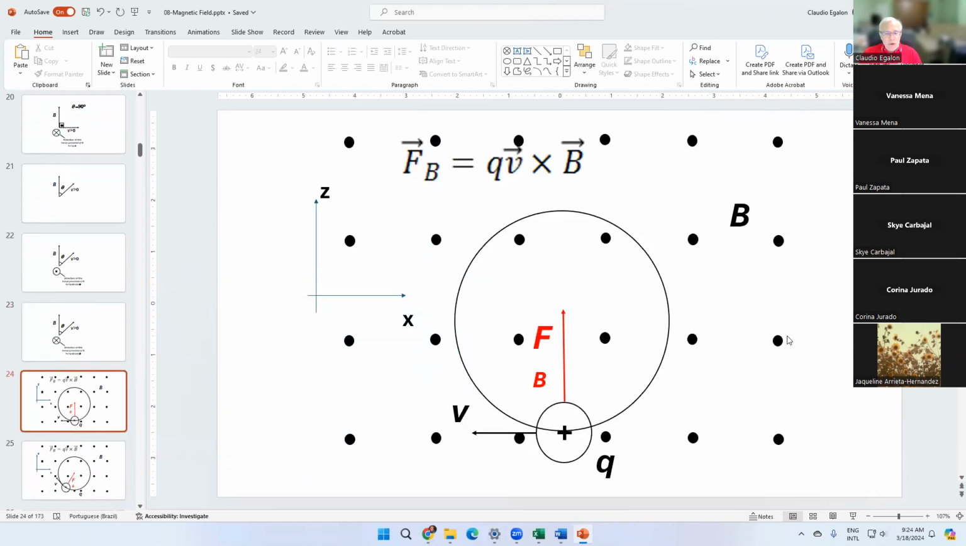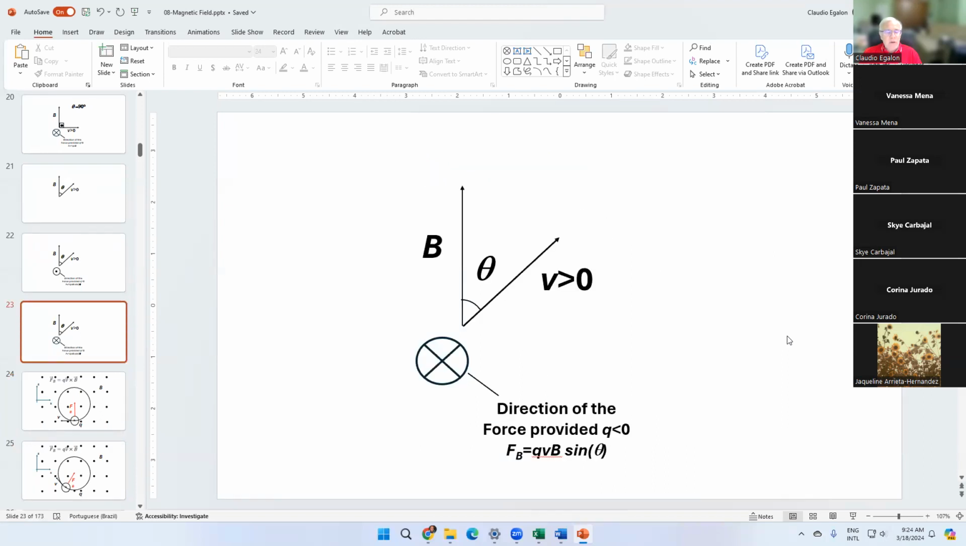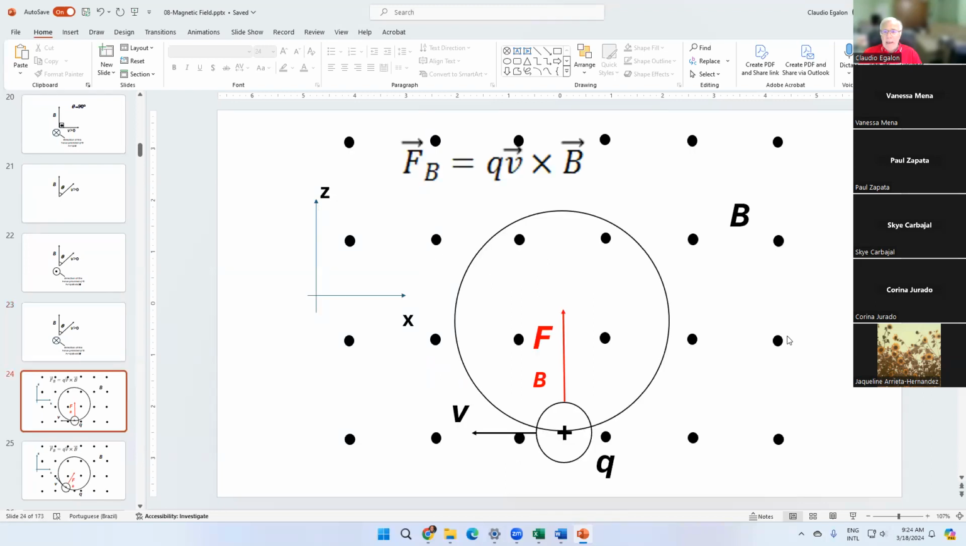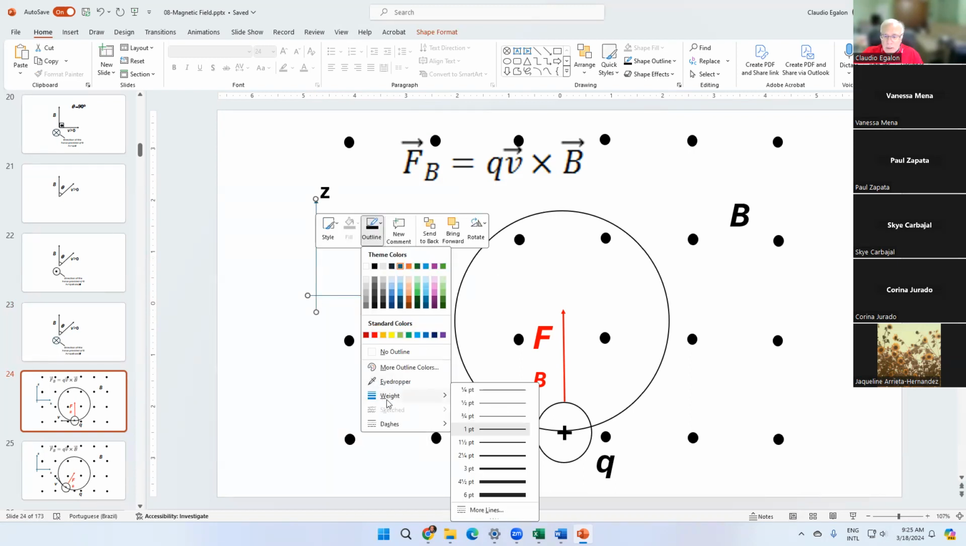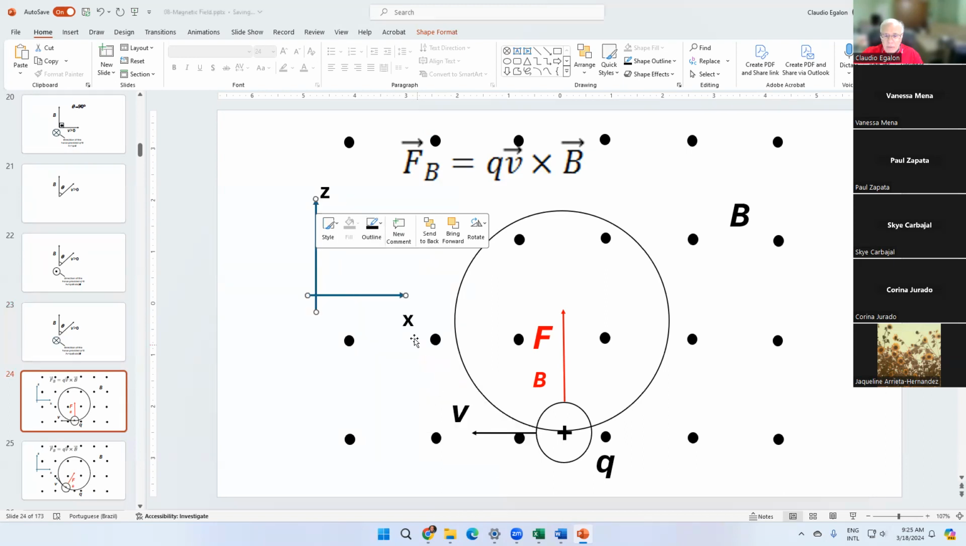Now I'm going to change the view, okay? Right now, the magnetic field is in the vertical direction of the plane of the screen. But now I'm gonna change the view. Instead of having the magnetic field in the vertical direction, I'm gonna make the magnetic field pointing away from my screen. Here's my axis, X and Z. I'm gonna make it a little bit nicer, make it black, okay?